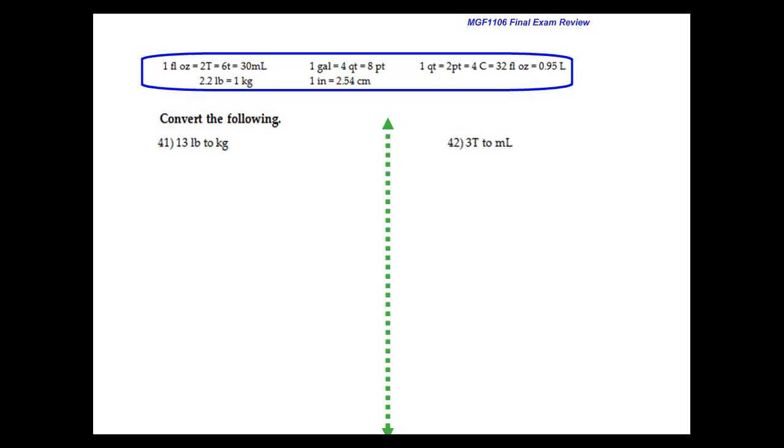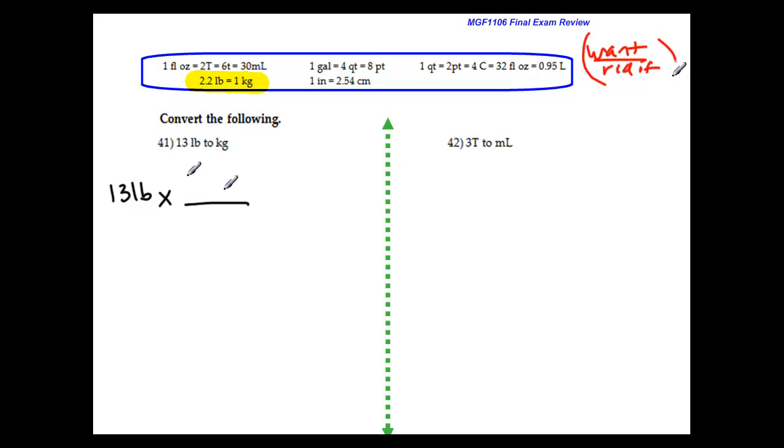So on 41, we're going pounds to kilograms. So we're going to be using 2.2 pounds equals 1 kilogram. We're starting off with 13 pounds. And again, the key is if you're going to be using conversion factor, dimensional analysis, we will always be doing what we want goes on the top, what we want to get rid of goes on the bottom. So it's just a reminder.